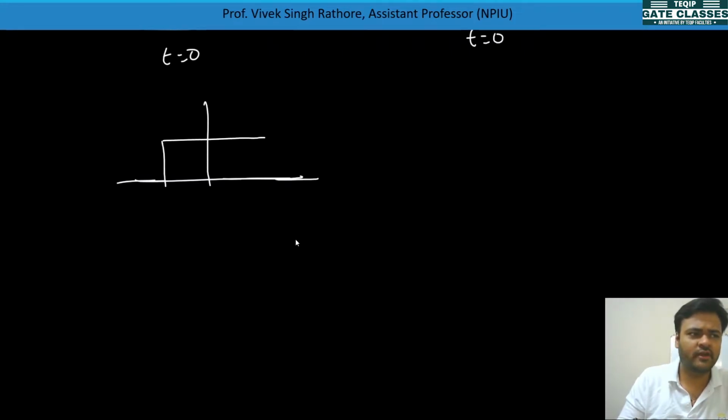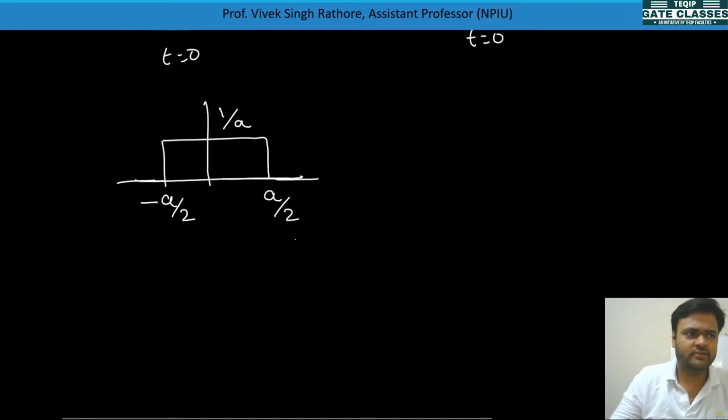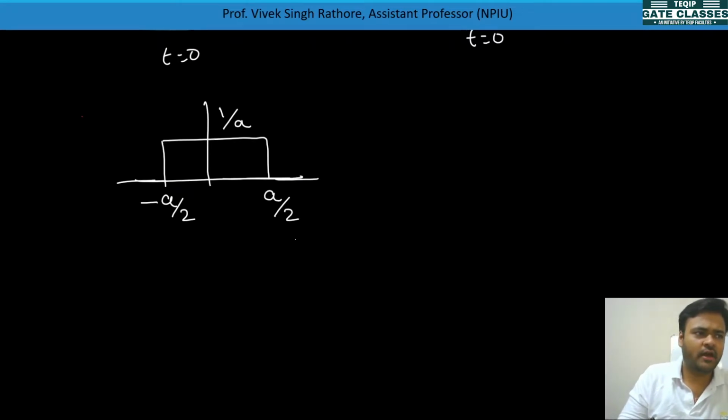So let's see, we have taken the signal from here to here. It will be minus a by 2 to a by 2, and its height is 1 by a. As you can see, whenever a tends to 0, minus a by 2 minus 0 becomes minus 0, meaning at t equal to 0, and 1 by 0 is infinite, right?